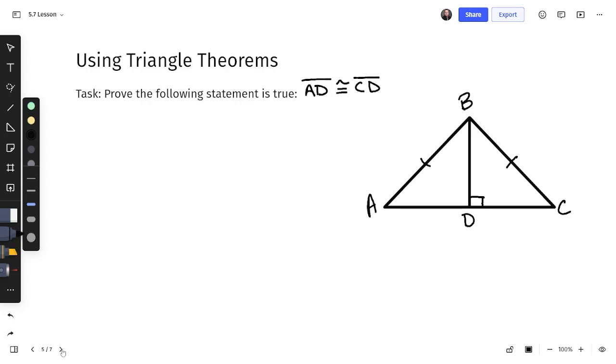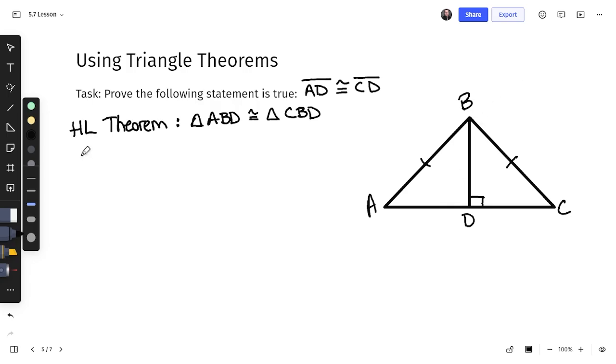We also have another task here. This task says to prove the following statement is true, that side AD is congruent to side CD. And again, we can use the hypotenuse-leg theorem to say that triangle ABD is congruent to triangle CBD.